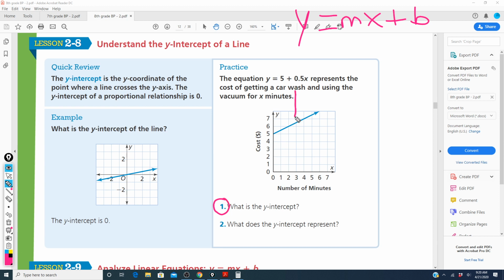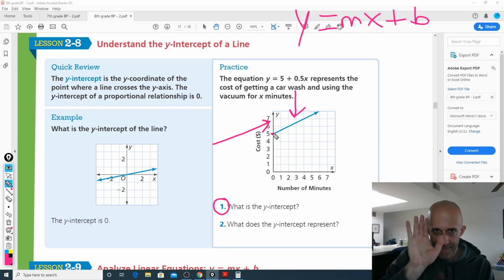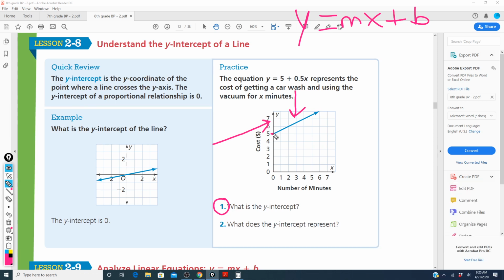Where does this line cross the y-axis? Where does it touch it? And you see that it is at the number 5. It's at the number 5 in that instance.